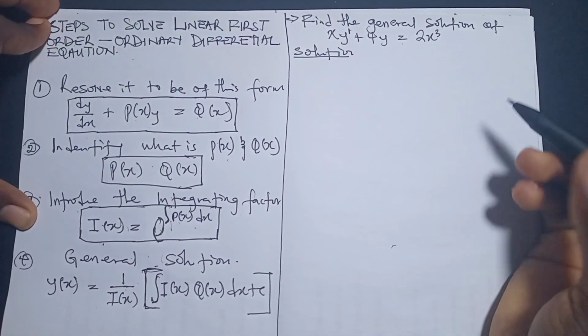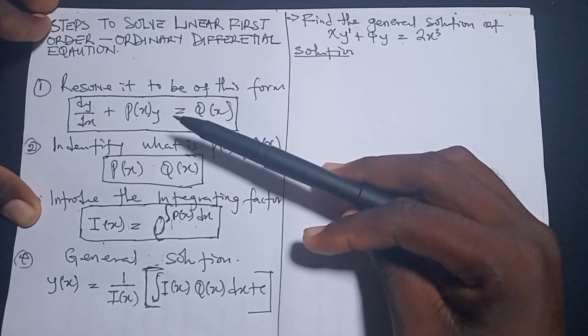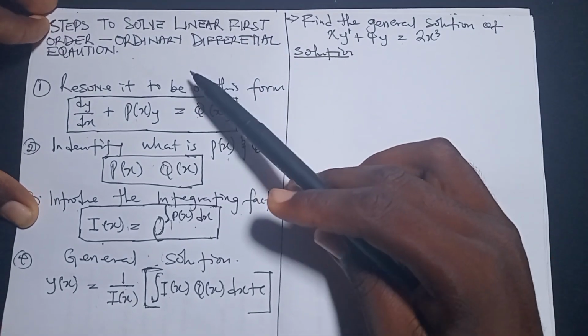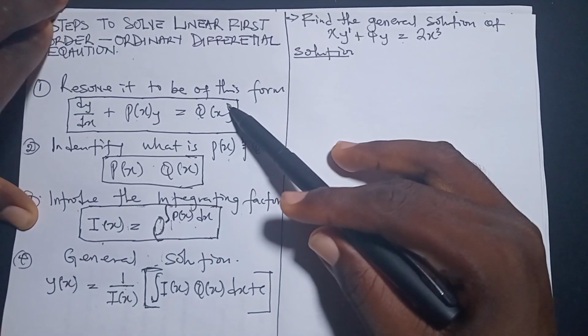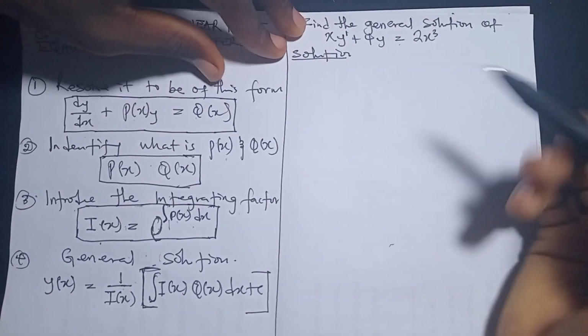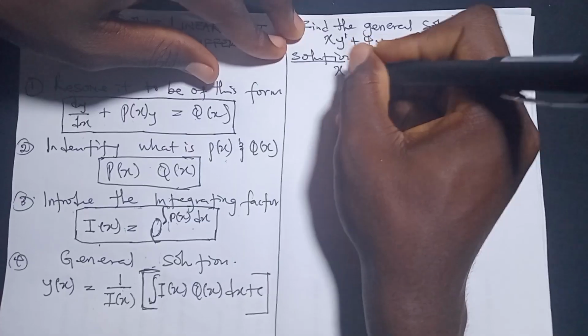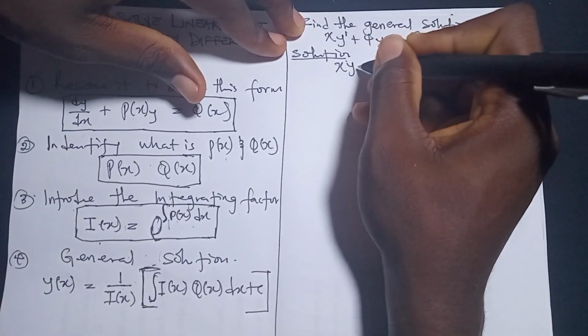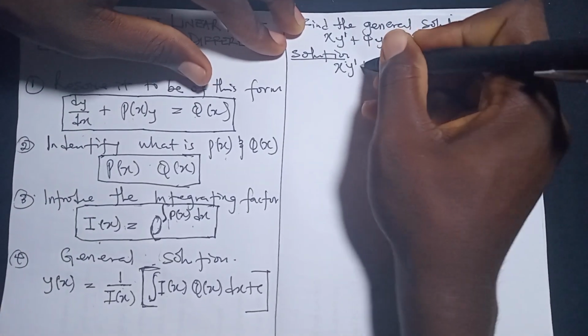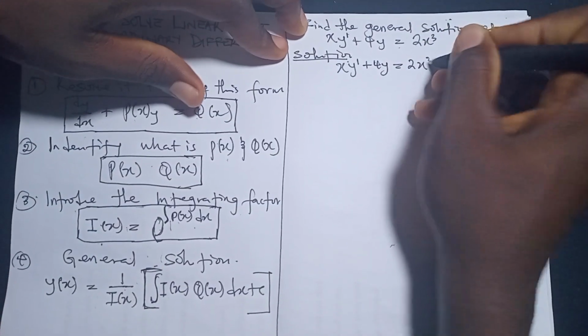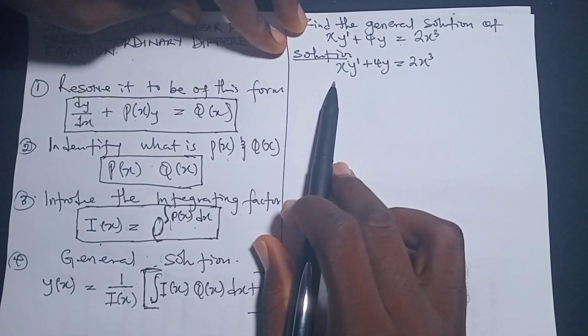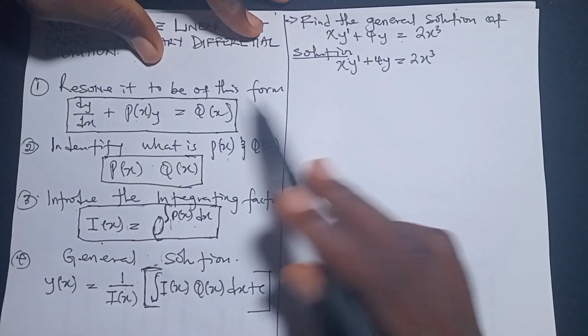Now, if you follow these steps for solving the linear first order ordinary differential equation, the first step says resolve this equation to be of this form. The equation is xy prime plus 4y equals 2x cubed. Now, we resolve it to be of this form.